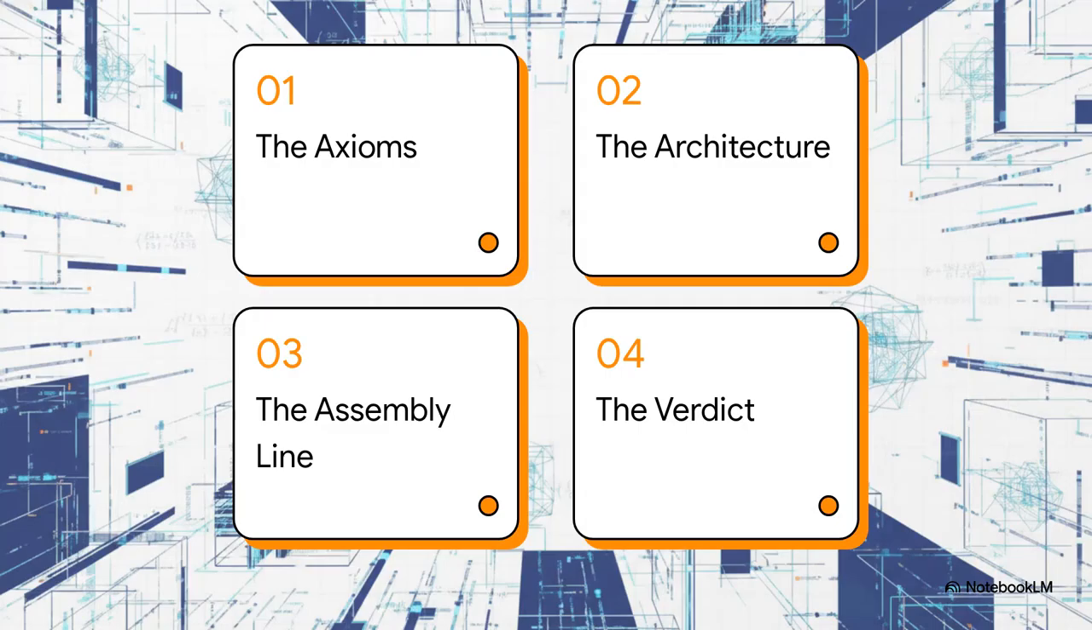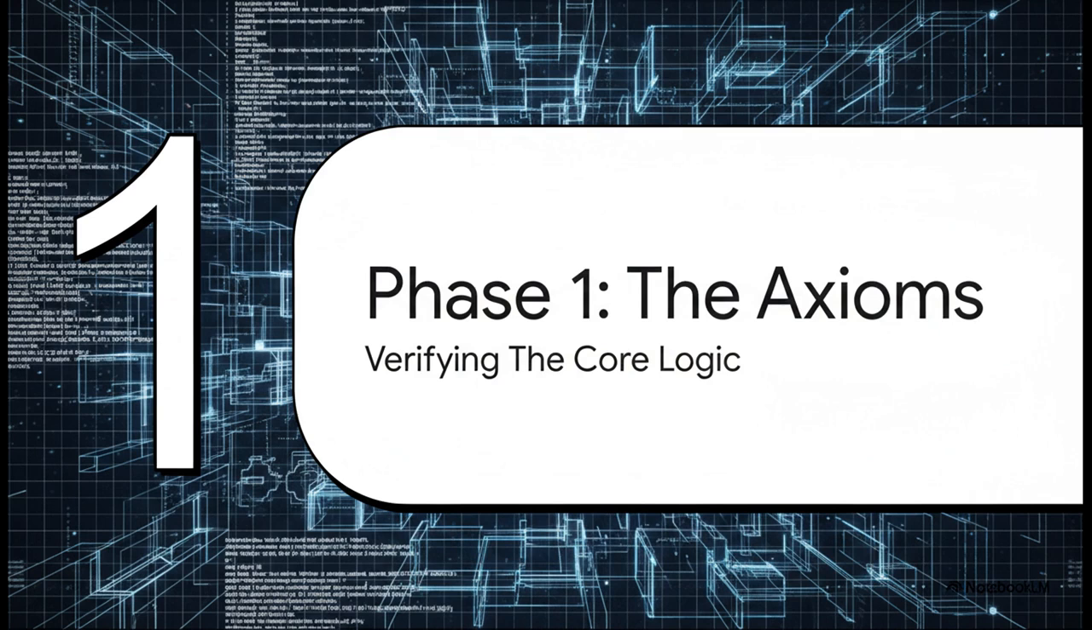So our audit is going to proceed in 4 distinct phases. First, we'll verify the core axioms. Second, we'll trace how those axioms are translated into a digital architecture. Third, we're going to search for verifiable proof of operation. And finally, we will deliver our verdict. Okay, let's begin. Phase 1, the axioms.